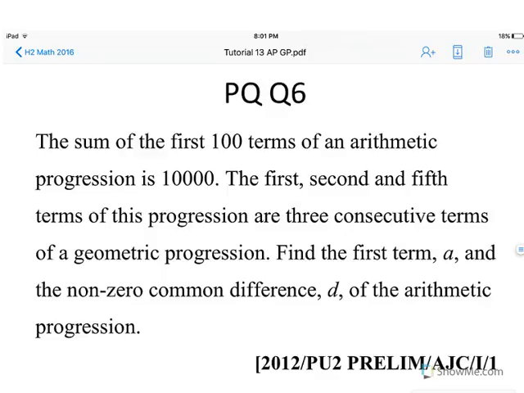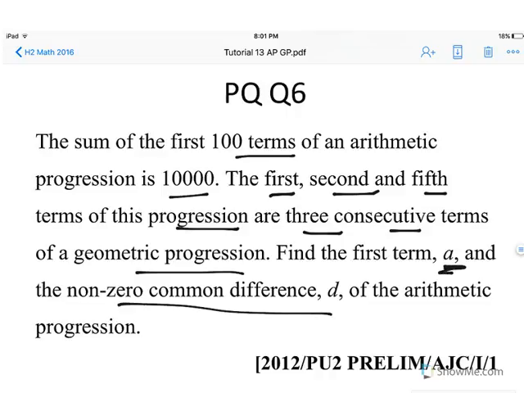Okay, so now we're going to go through APGP tutorial PQ question 6. We have the sum of the first 100 terms equals 10,000. We also know that the first, the second, and the fifth term of this progression are three consecutive terms of the GP. Our mission here is to find the first term and the non-zero common difference D of the arithmetic progression.